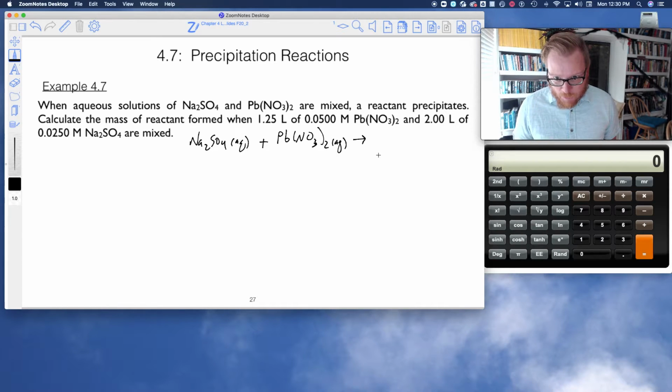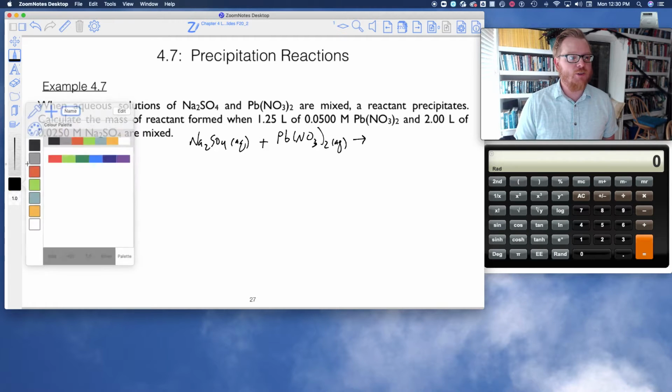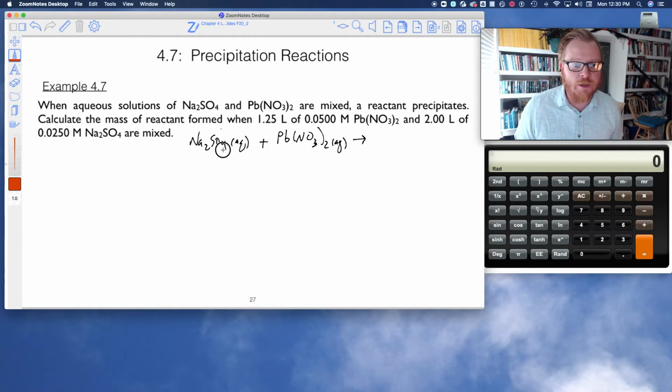And what I can do here, because I'm working on the full formula equation, I can automatically see that it's going to have to either be lead and sulfate or sodium and nitrate. Okay, so I'm going to write that down in pen, a different color, right? I'm going to exchange the cations and anions. So there are my options as to what is going to be the possible product.